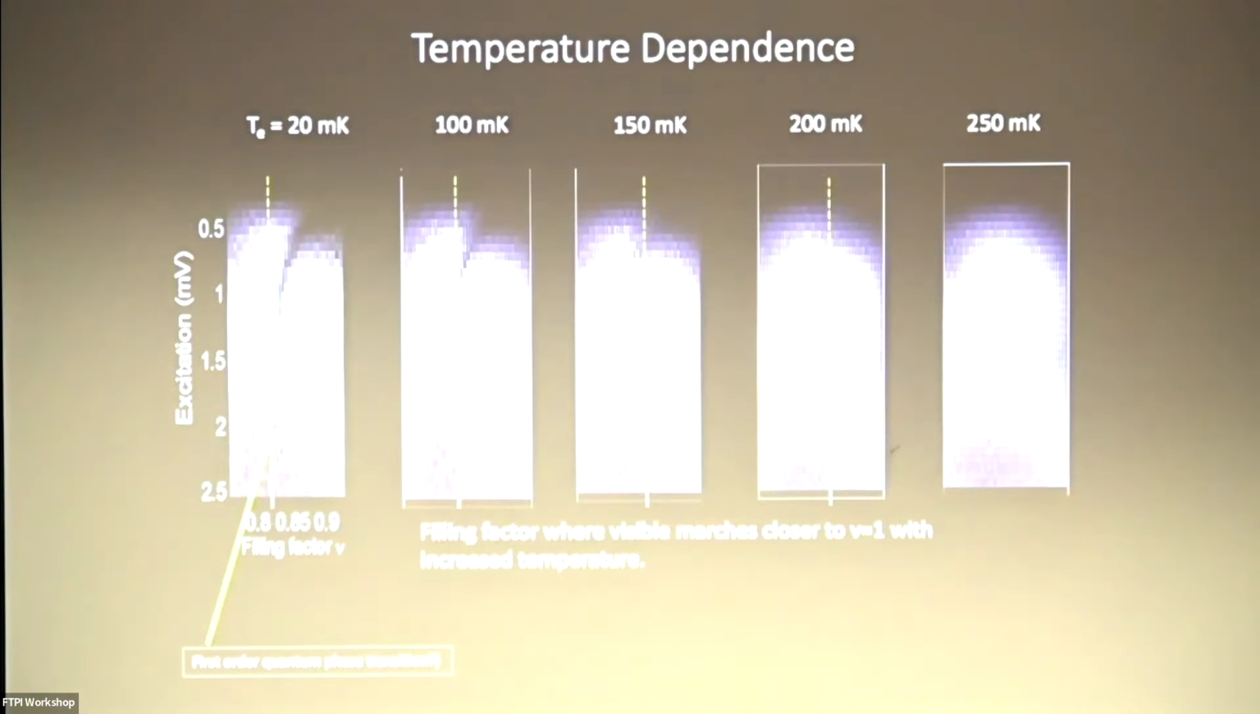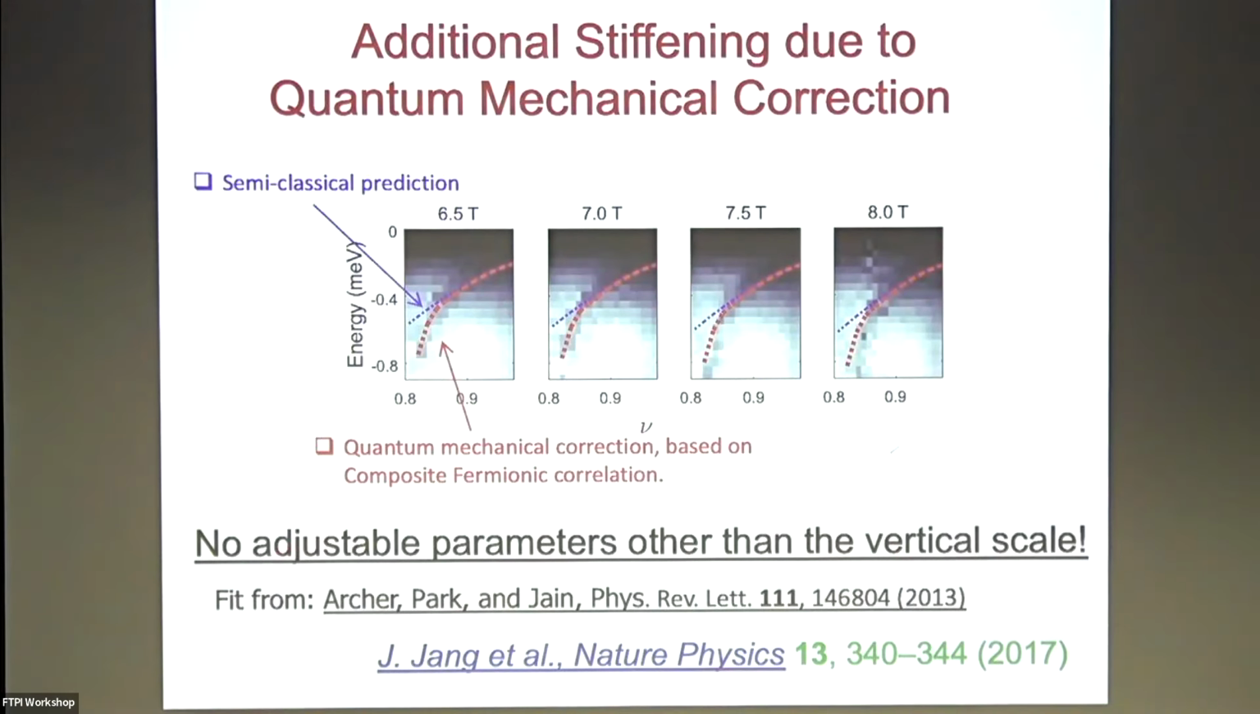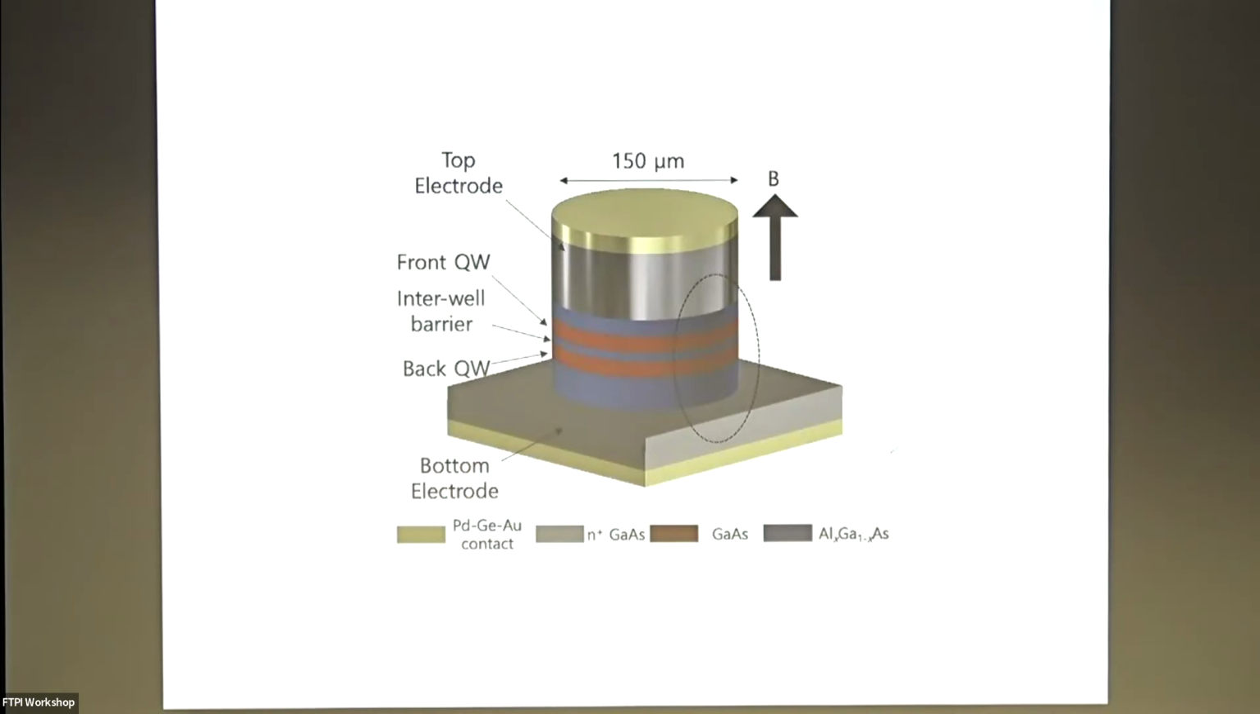I don't really understand why, but a referee actually keyed us into a paper by Jainendra Jain, and this is a fit with only one adjustable parameter, which is a vertical scale factor to Jainendra's paper. If someone can explain to me why the Wigner crystal stiffens as you approach 4/5 instead of just melting and going away, I'd like to know the answer. I never really figured that out.